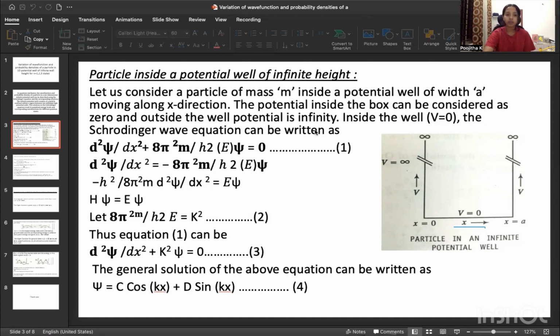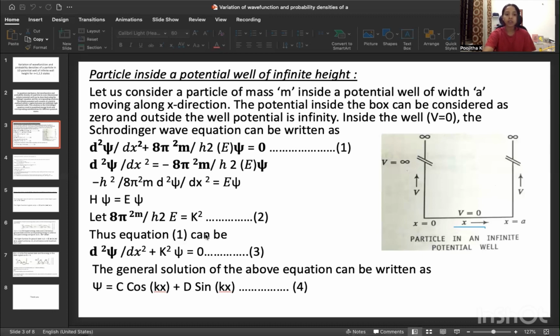The wave equation can be written as d square psi divided by dx square plus 8 pi square m divided by h square into E into psi is equal to 0. This is equation 1. Equation 1 can also be written as minus h square divided by 8 pi square m into d square psi divided by dx square is equal to E into psi. Then H psi is equal to E psi. Let 8 pi square m divided by h square E is equal to k square. Let this be equation 2.